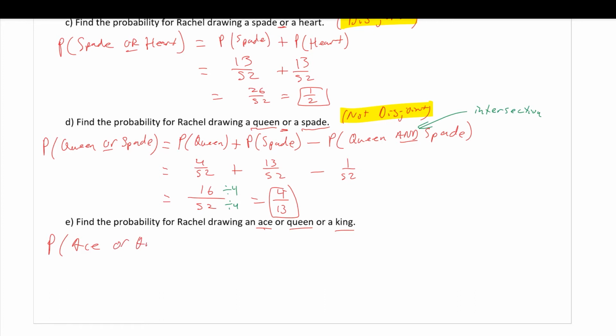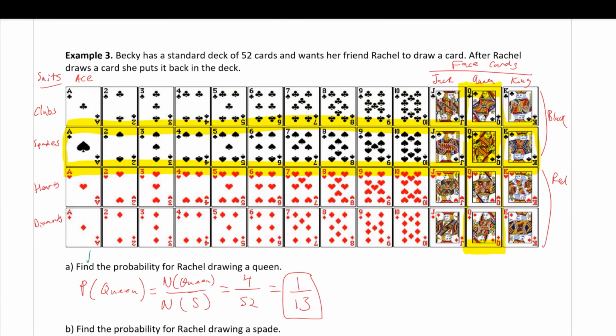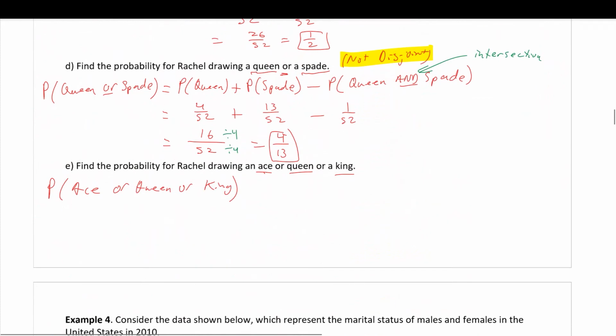Ace or queen or king. Okay. Are these disjoint? Again, we have to ask ourselves, are there any cards that are both an ace and a queen at the same time? Or an ace and a king at the same time? Or a queen and a king at the same time? Well, if you look up here, here's the aces, here's the queens, and here's the kings. There's no intersections at all. They're all completely disjoint. So, yeah, these are disjoint.